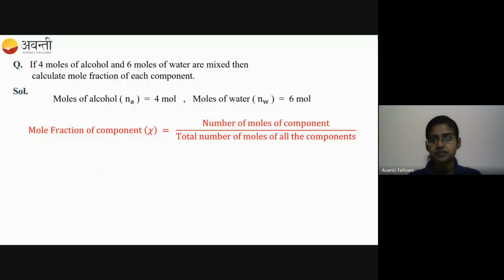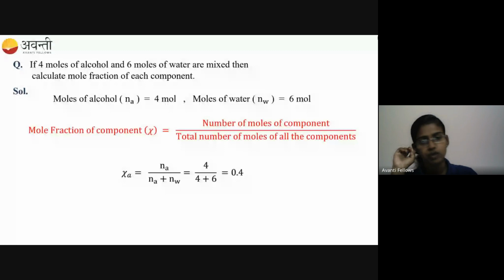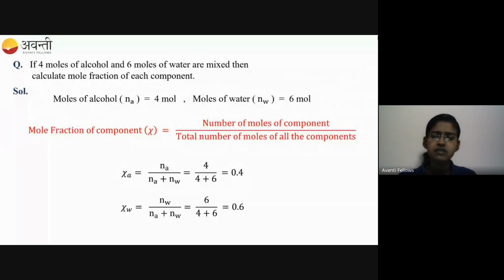Chi of alcohol is equal to Na by Na plus Nw. Alcohol number of moles is 4 and total number of moles is 4 plus 6, that is 4 by 10. Very good, 0.4. What about the mole fraction of water? Number of moles of water divided by total number of moles. So it will be 6 divided by 10, that will give 0.6.